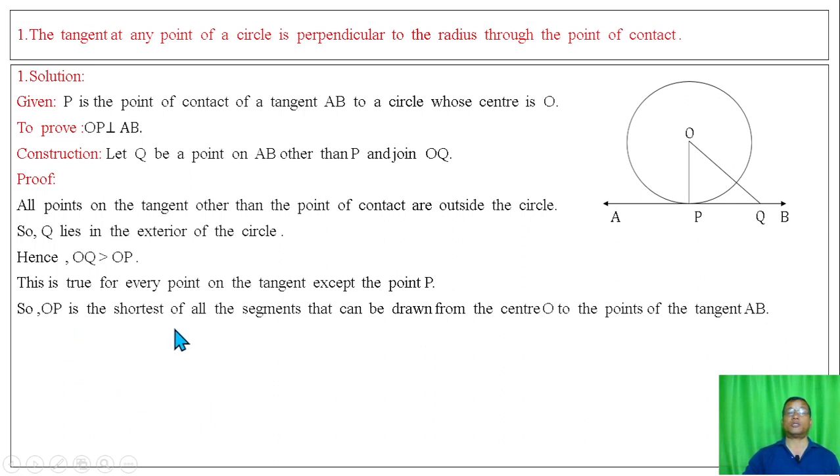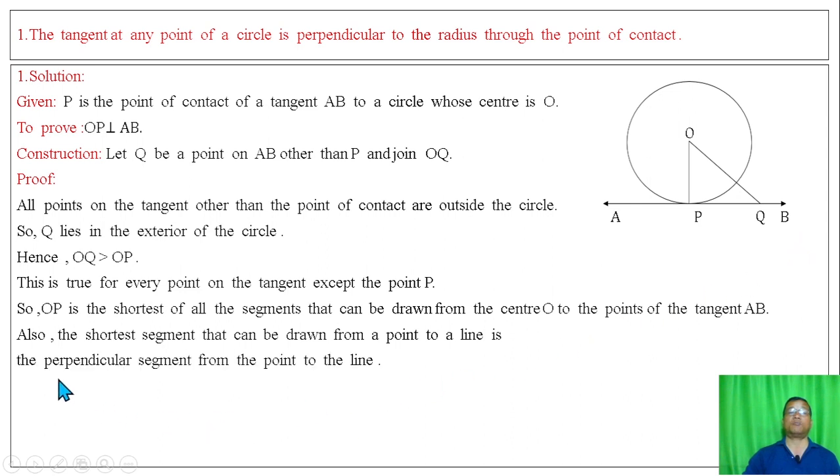So OP is the shortest of all the segments that can be drawn from the center O to the points of the tangent AB. Also, the shortest segment that can be drawn from a point to a line is the perpendicular segment from the point to the line. Hence OP is perpendicular to AB. Hence proved.